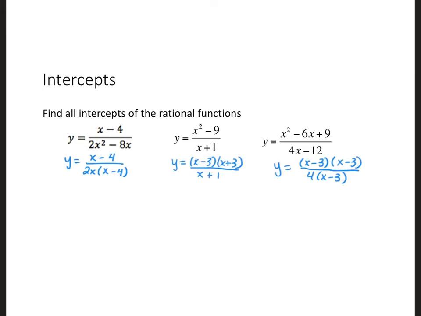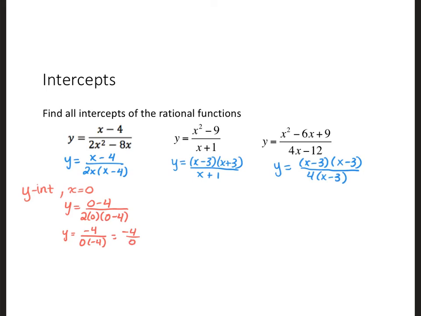Okay, so the first thing I'm going to do is talk about how do we find the y-intercept. To find the y-intercept, you're going to let x be 0. X is always 0, and we're just going to plug that in and find y. So for my first equation, I've got y equals (0 minus 4) over (2 times 0 times (0 minus 4)), and I'm going to simplify this. My numerator simplifies to negative 4. My denominator, I have 2 times 0, which is 0, and then I have 0 minus 4, which is negative 4. So this will simplify to negative 4 over 0.